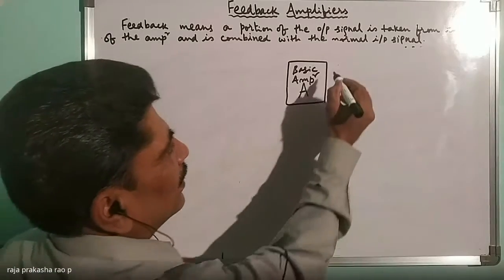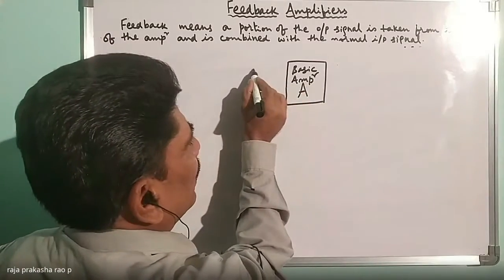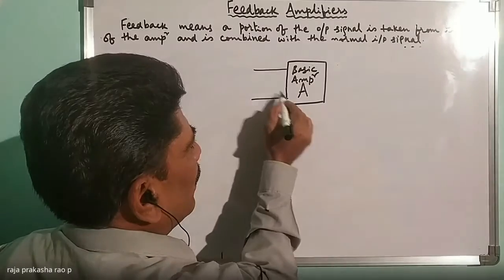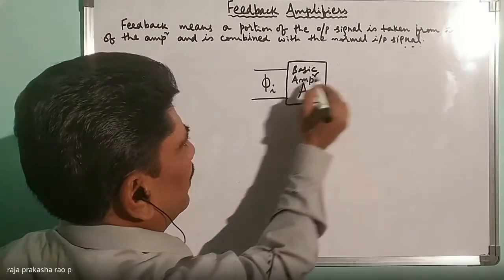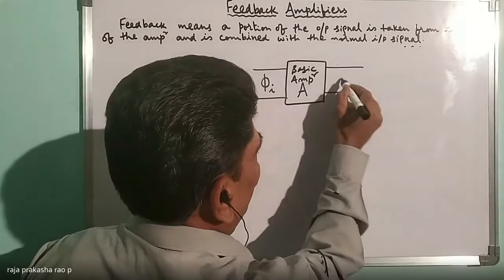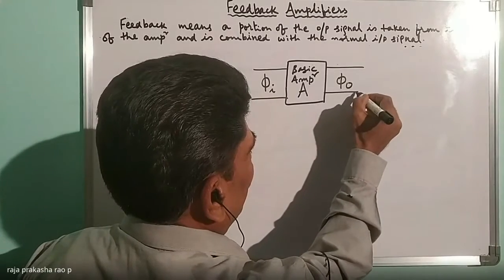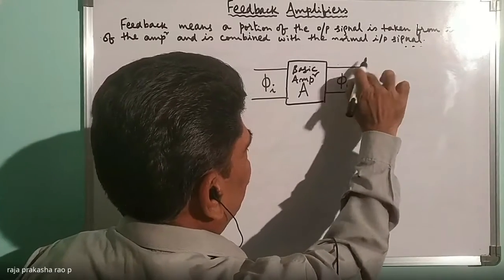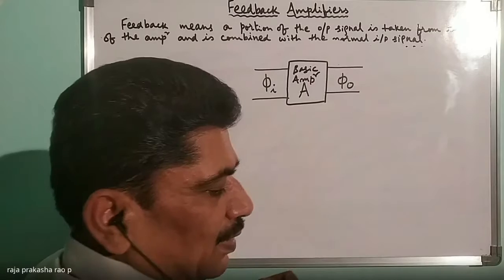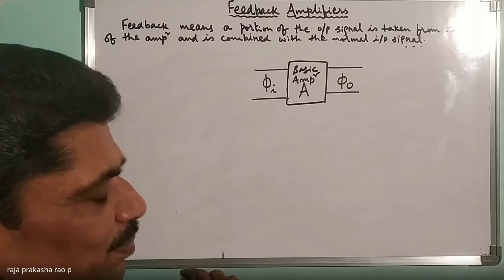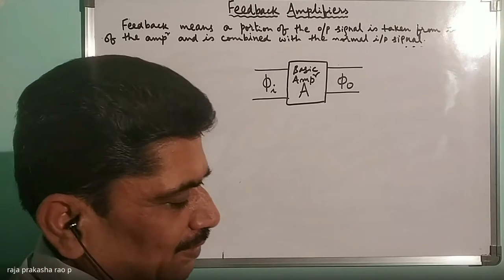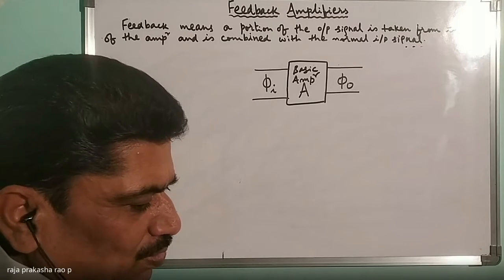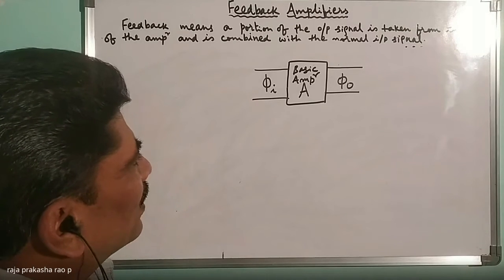Then let the input be φi and the output be φ0. So this is the basic amplifier. It can be common emitter or common collector. Common base is not used because the output is low. Common emitter or common collector.